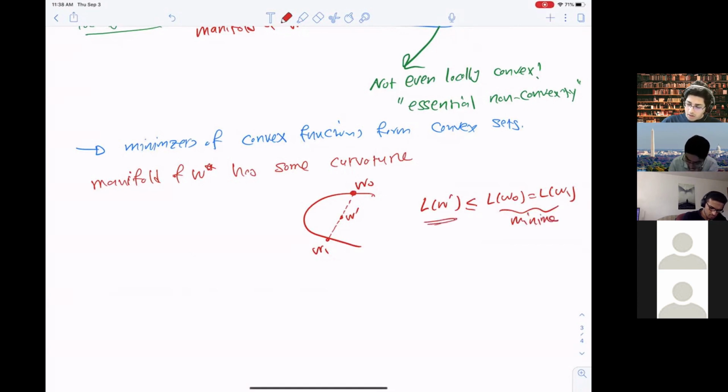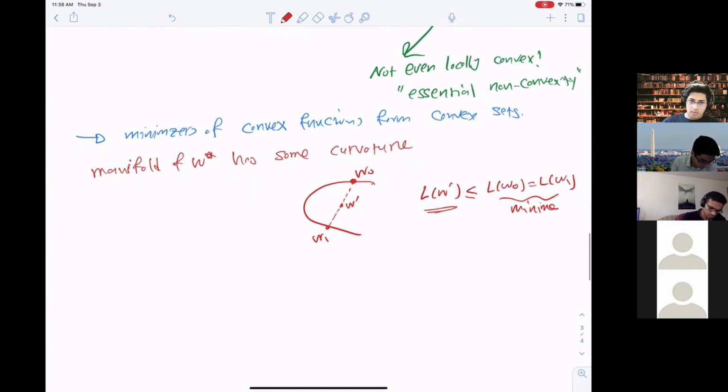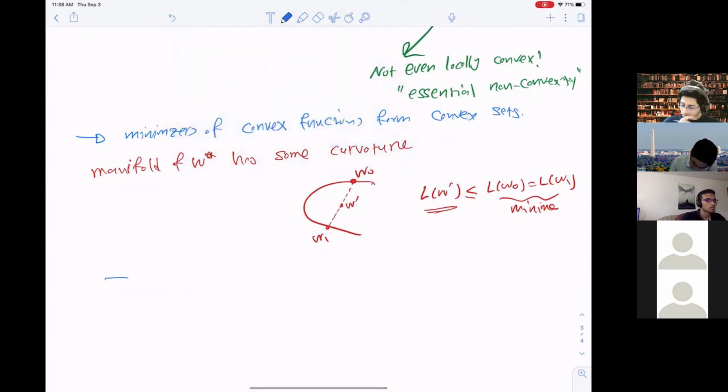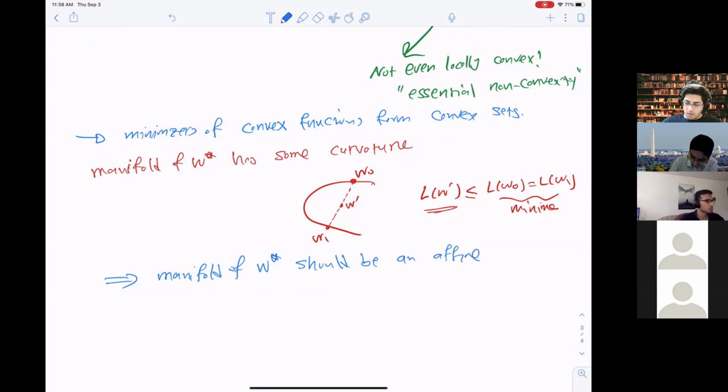Then we conclude that W prime should also be in my set of solutions for my W star. So with that, you can argue, and I'm not going into the details because I want to spend a little bit of time on some other more important proofs, that the manifold of W star should be affine, should be an affine subspace. So it cannot have curvatures.